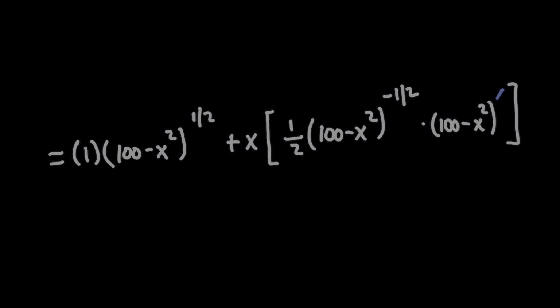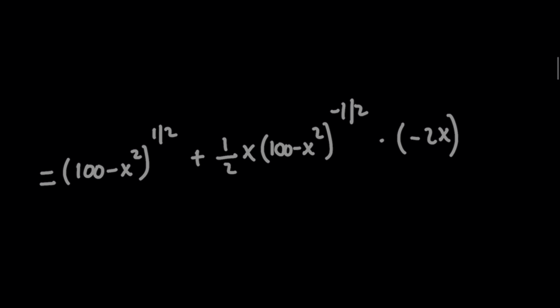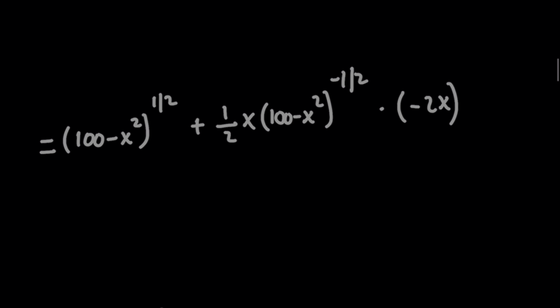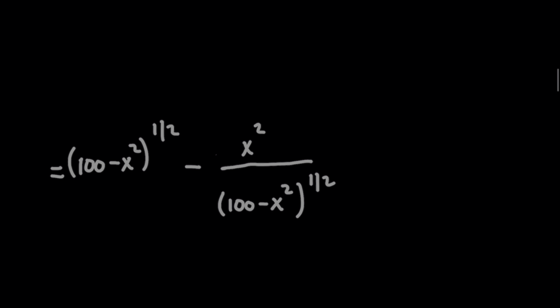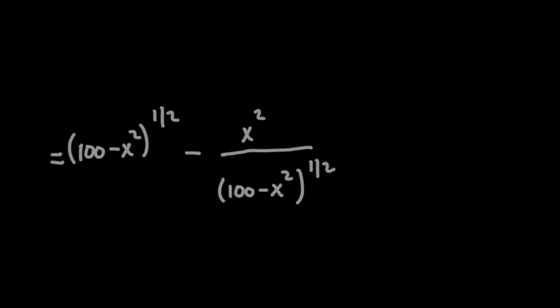But then you have to multiply it by the derivative of the inside using the chain rule. And when you work that out, on the right-hand side here, after the chain rule, the derivative of 100 minus x squared is going to be negative 2x. And now it's just some arithmetic. I can combine things further. And when you simplify it, you're going to get this expression.